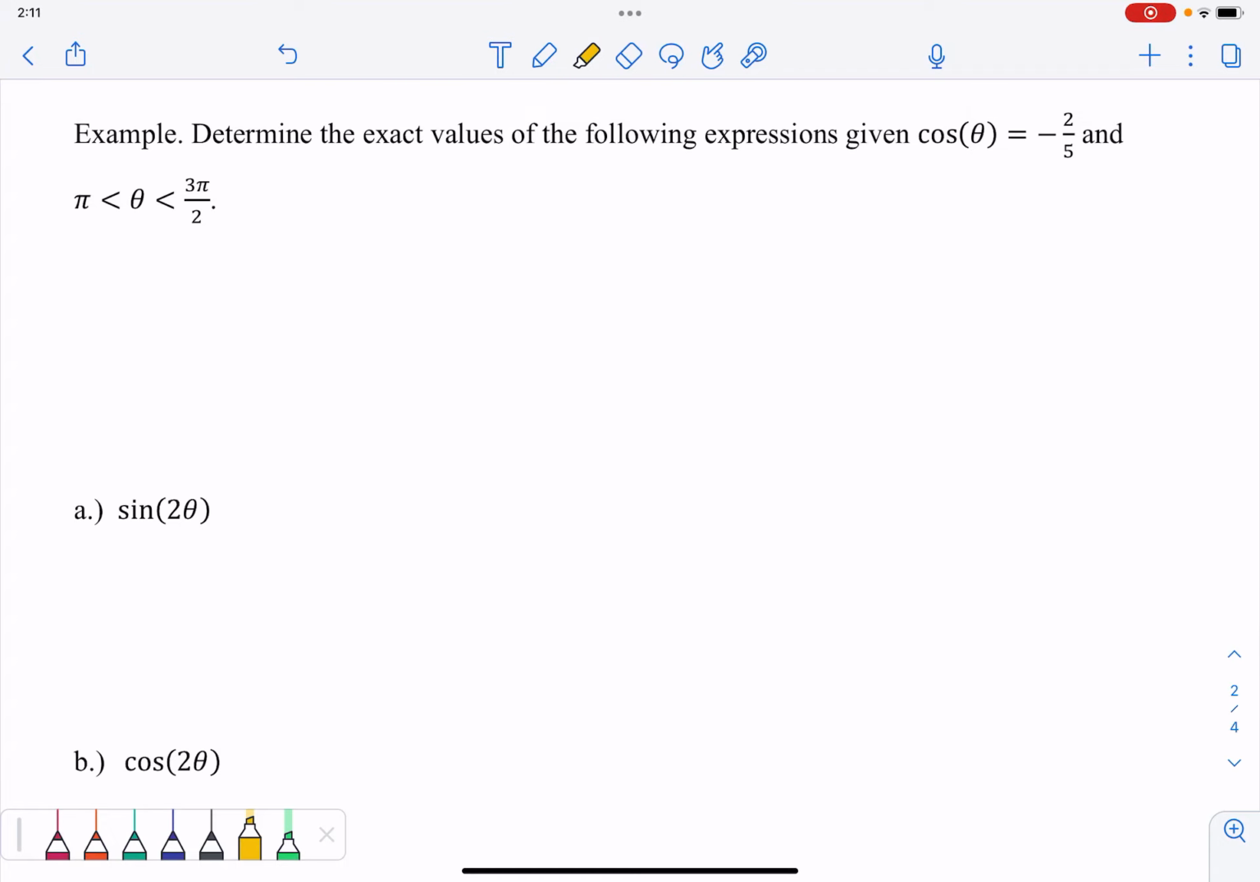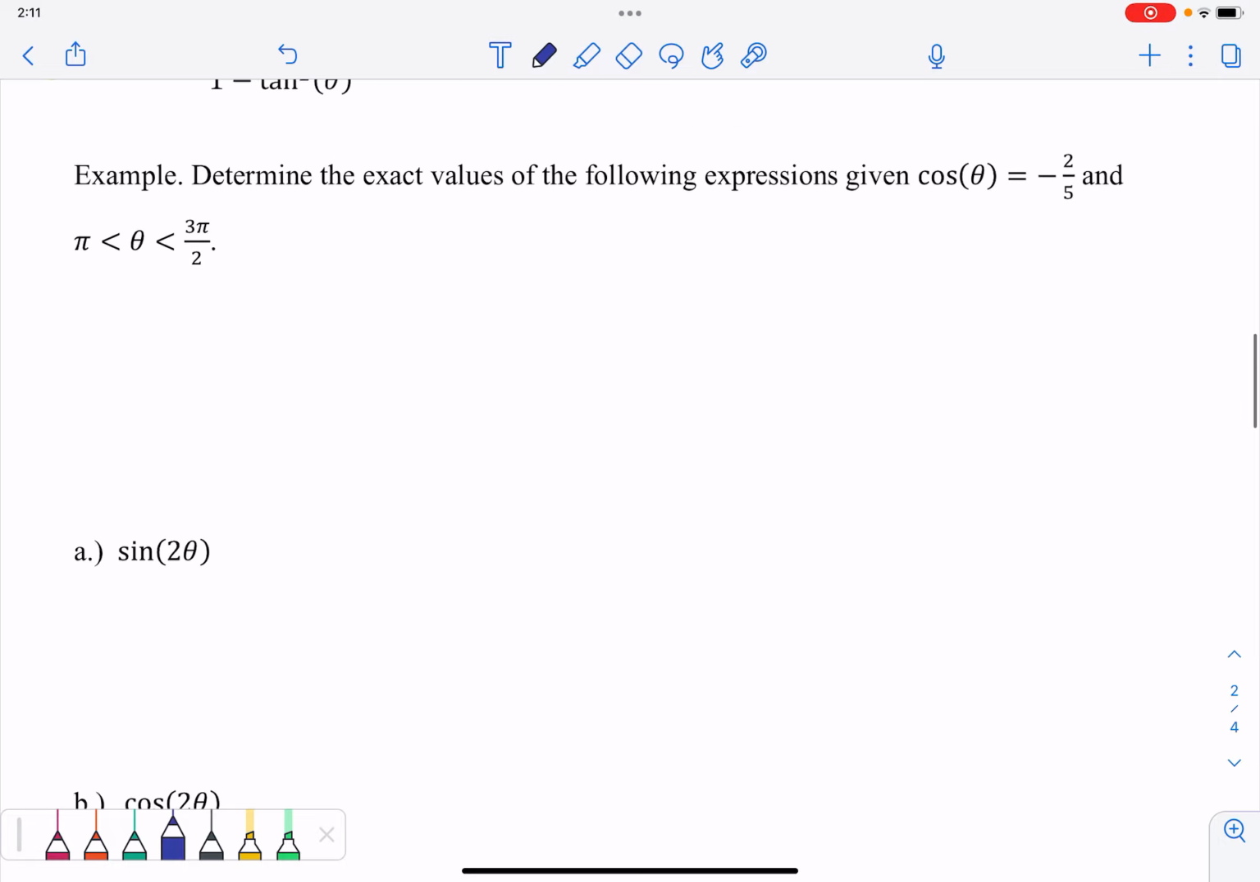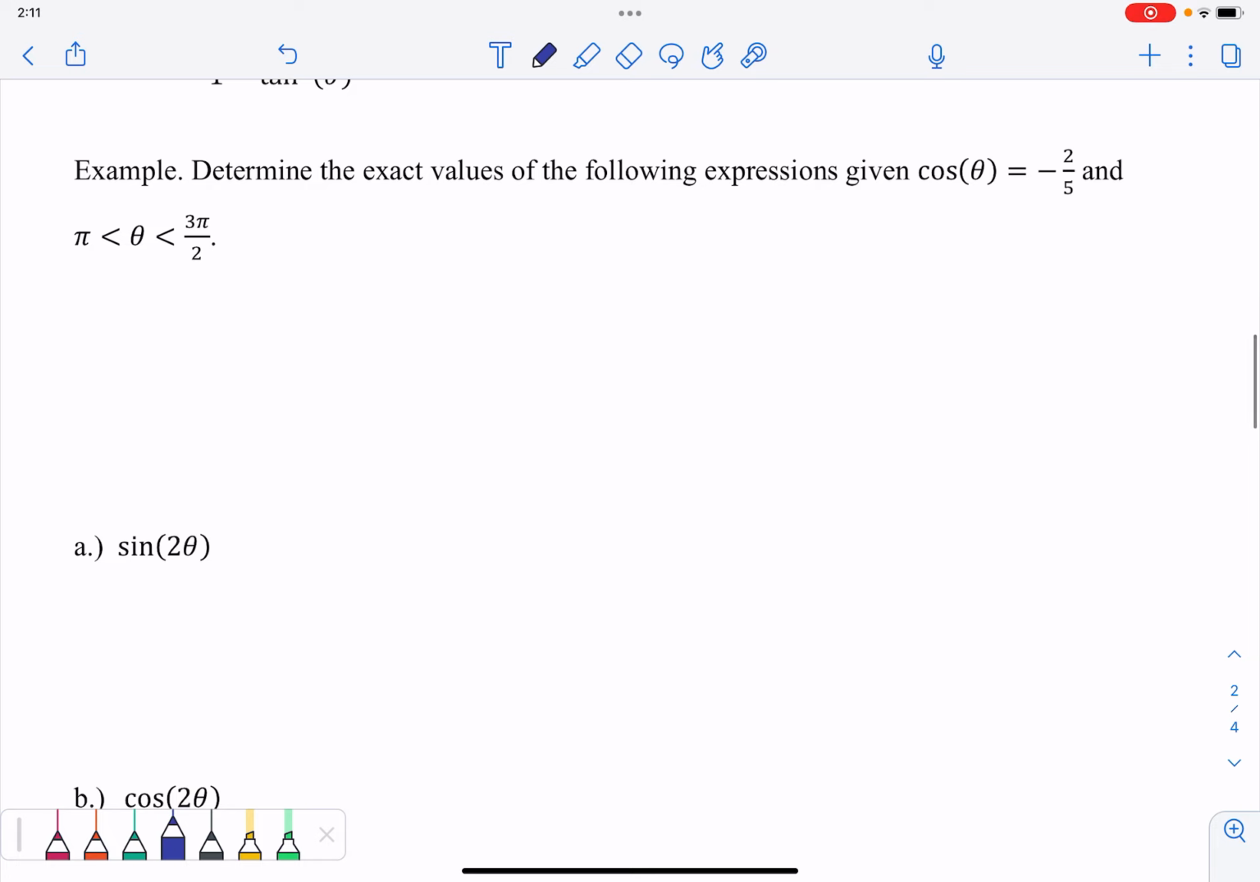Example: determine the exact values of the following expressions given that cosine theta equals negative 2/5 and theta is in between pi and 3 pi over 2. So let's think about what's going on here before we try to find sine of 2 theta, cosine of 2 theta, and tangent of 2 theta. Well, if theta is between pi and 3 pi over 2, then I know I need to be in quadrant 3, so I'm down here, and it's giving me that cosine theta equals negative 2/5.